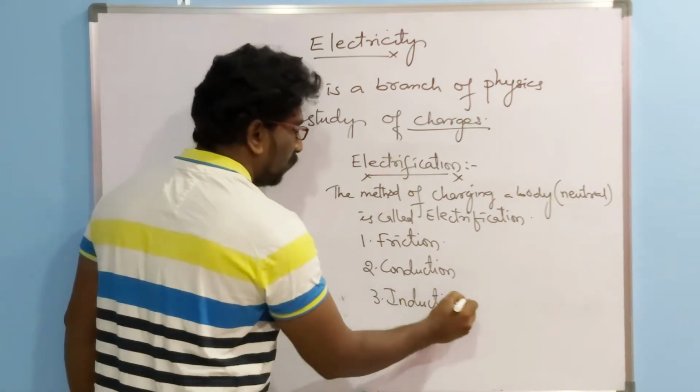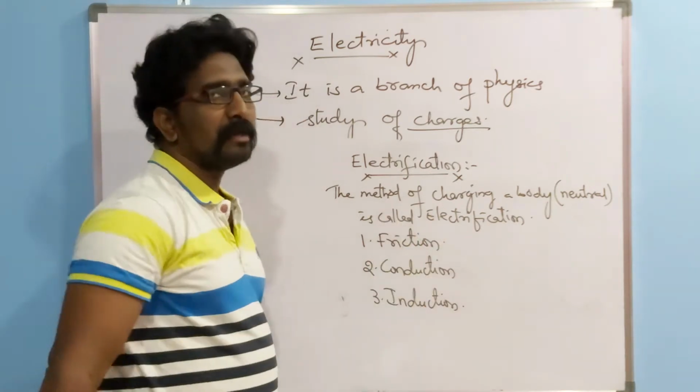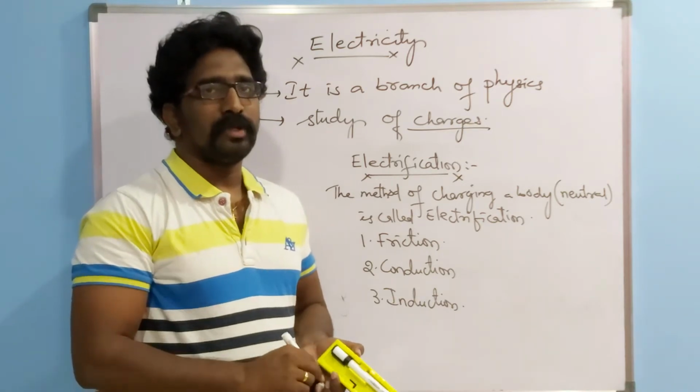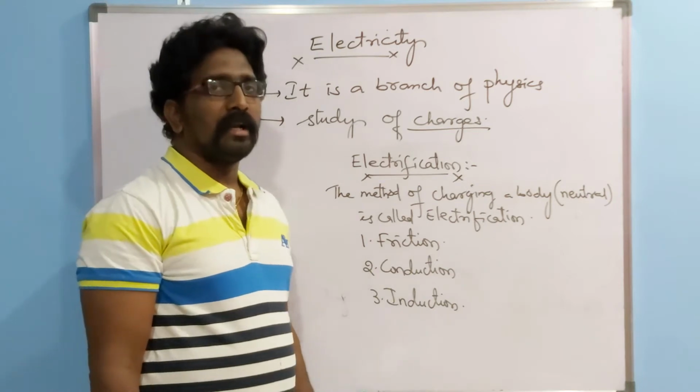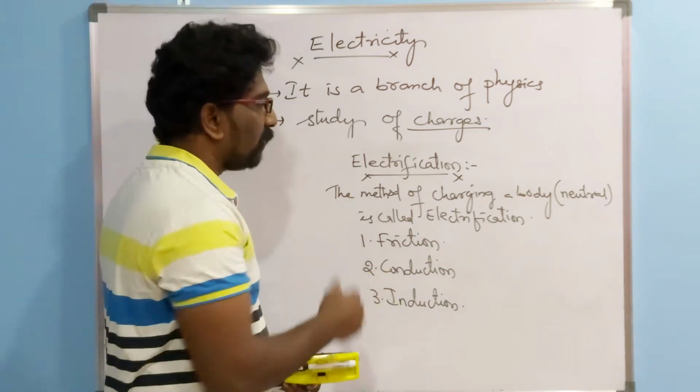Third one is called induction. So these are the three different types of electrification. First one is friction, second one is called conduction, and third one is called induction. So let us see them now one after another.